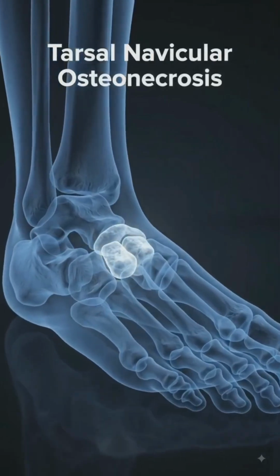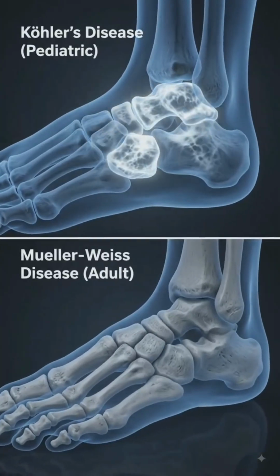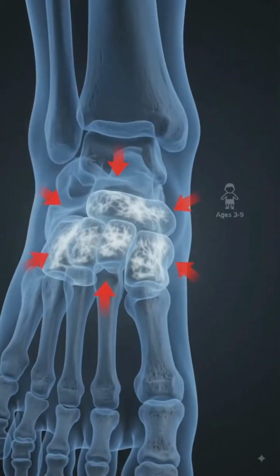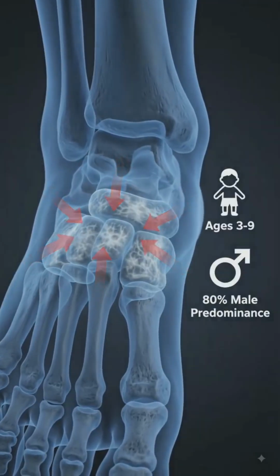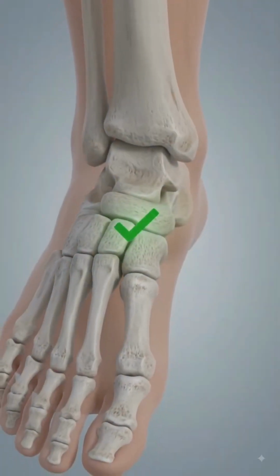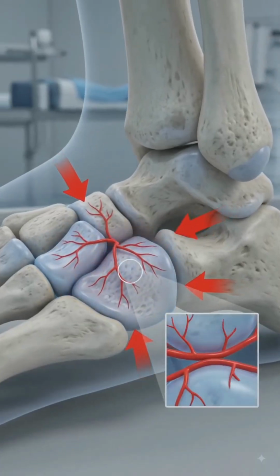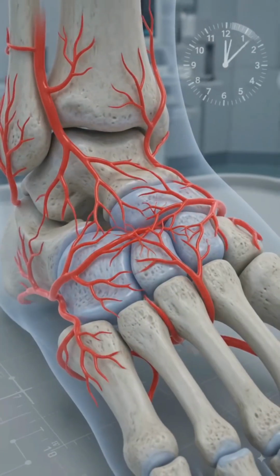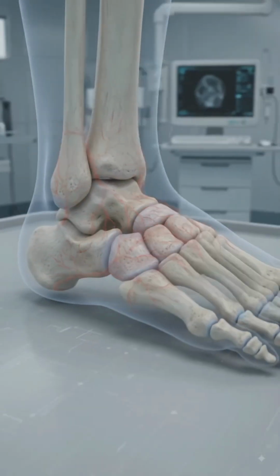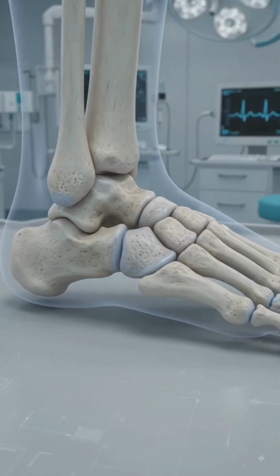Navicular osteonecrosis presents in two ways: Köhler's disease in kids and Müller-Weiss in adults. Köhler's affects boys aged 3 to 9. It is self-limiting and restores over time. The tarsal navicular is the last to ossify. Chronic compression pinches vessels in its watershed zone. High osteogenic potential allows spontaneous repair. Over 3 years, normal size and structure are restored.